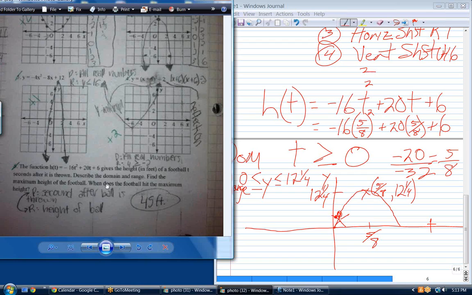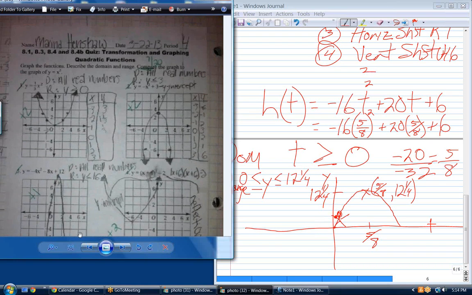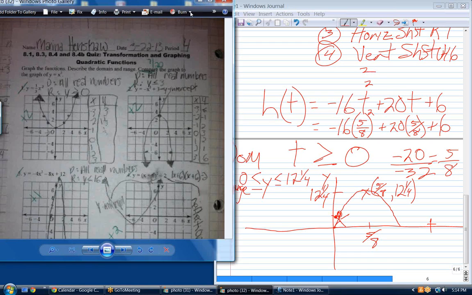Because one last question that they didn't ask, that they could have, is how far does the football go horizontally? And guess what? We can't even answer that because they didn't give us the angle that he threw it at. So we can't even answer that. So we've killed that problem. All right, let me close this out.